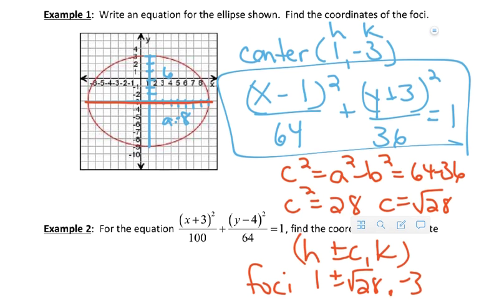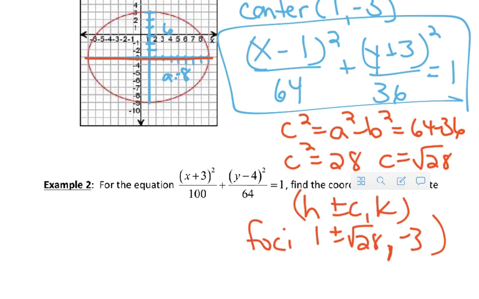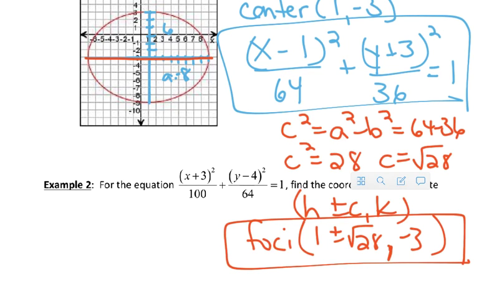That doesn't look like a comma. I'm going to move that up a little. There we go. I don't have to graph them. It just said find them. And there they are.